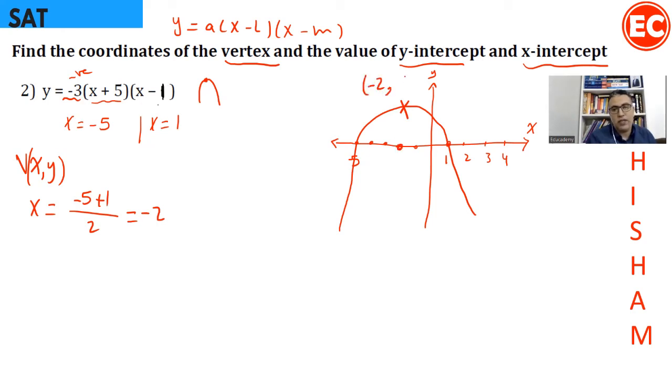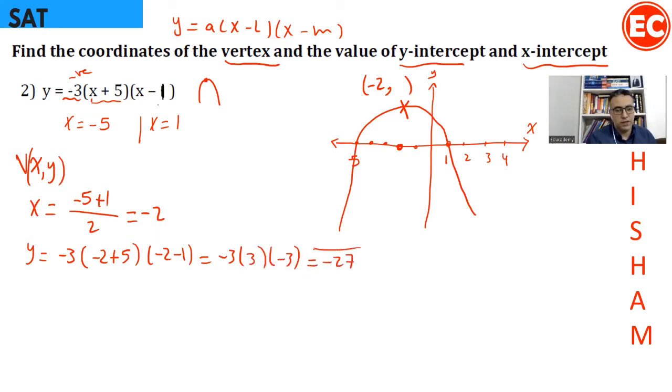Its x coordinate is negative 2. To find the y coordinate, I'm going to replace x with negative 2. So negative 2 plus 5 multiplied by negative 2 minus 1, which is equal to 3 multiplied by negative 3, so it's negative 9 times 3. So the vertex is negative 2, negative 27.